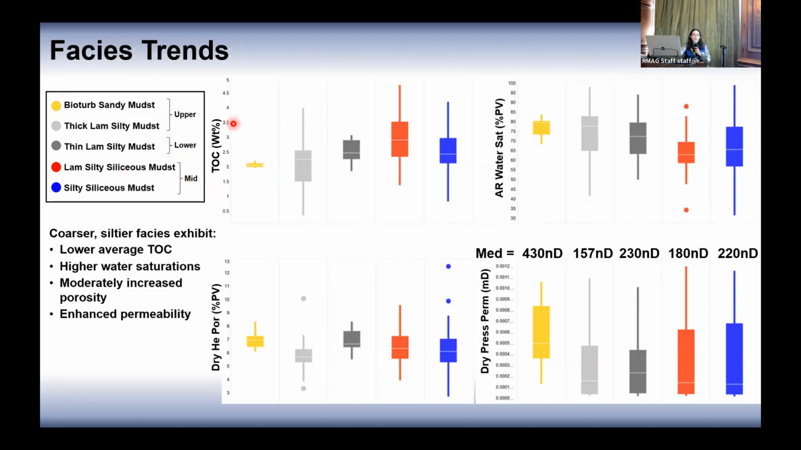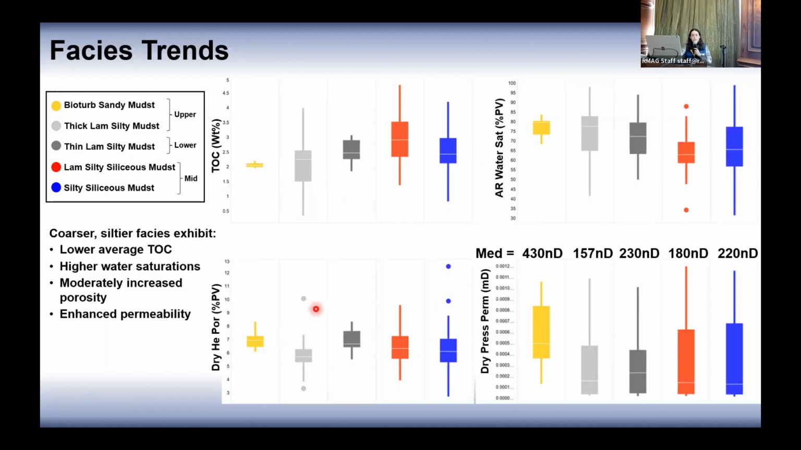Here you're looking at median TOC, water saturation, porosity, and permeability values. What you see is that these coarser or siltier facies, those colored in yellow and gray, tend to have lower average TOCs. They tend to have higher water saturations. The porosity is moderately increased, but not terribly significantly, but you do see higher permeability, especially in this bioturbated sandy mudstone.